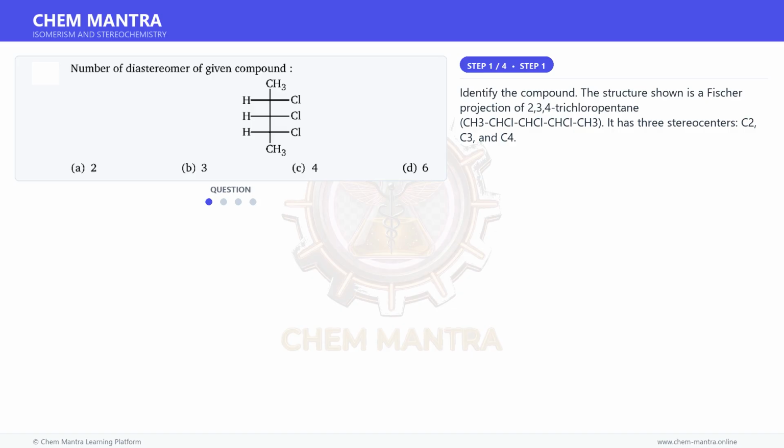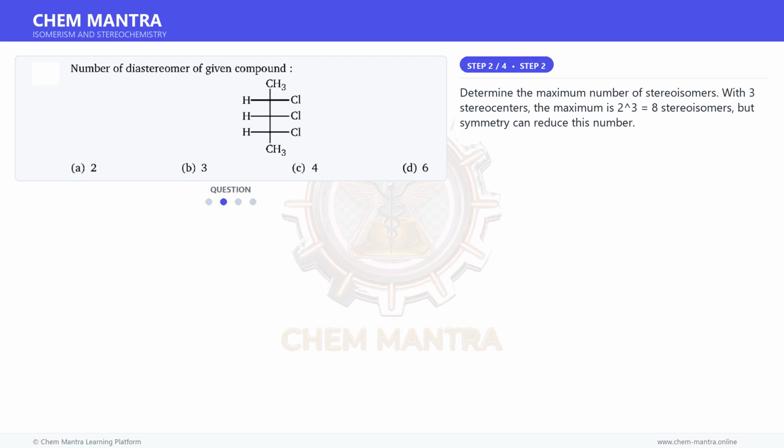Identify the compound. The structure shown is a Fischer projection of 2,3,4-trichloropentane, CH3, CHCl, CHCl, CHCl, CH3. It has 3 stereocenters, C2, C3 and C4. Moving on to the next step.